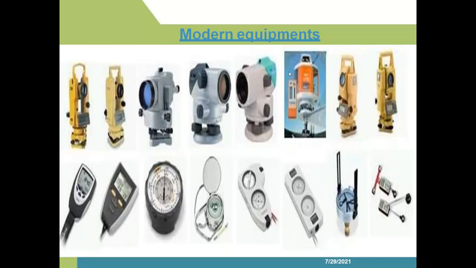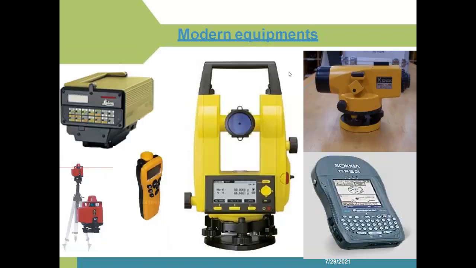So this instrument is also used for vertical angle measurement and vertical distance measurement also. So these are modern instruments like the total station and GPS. The first one is the EDM, this is the total station, this is the dumpy level, and this is the GPS.